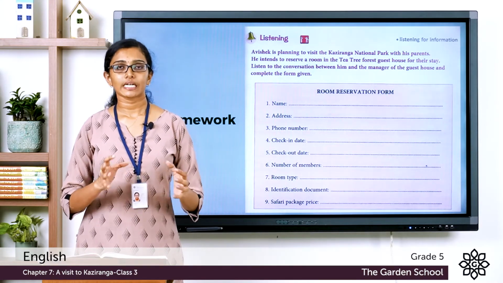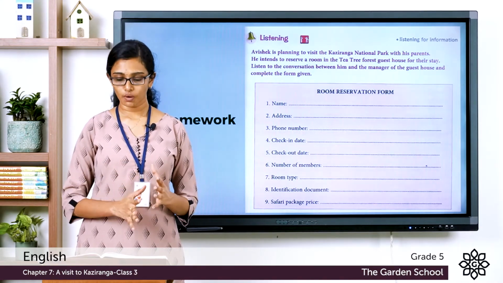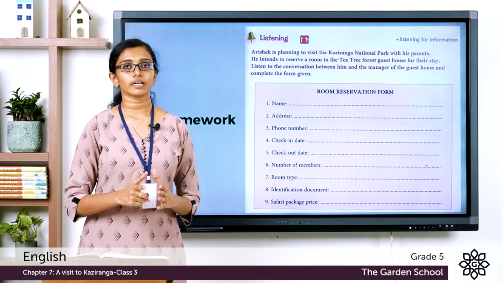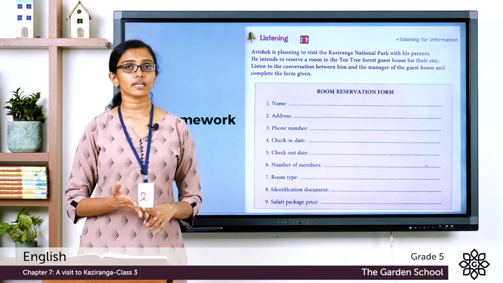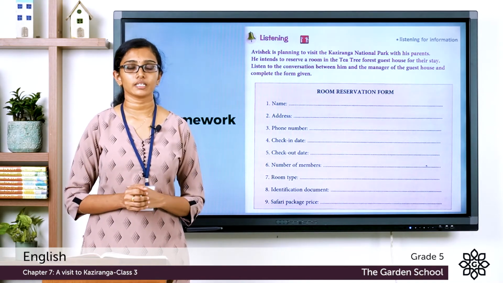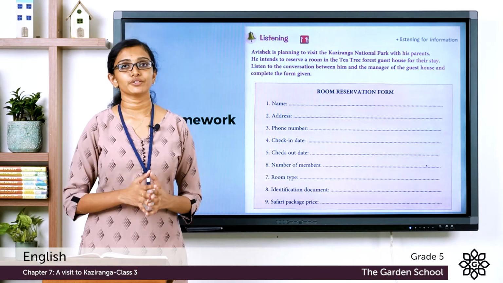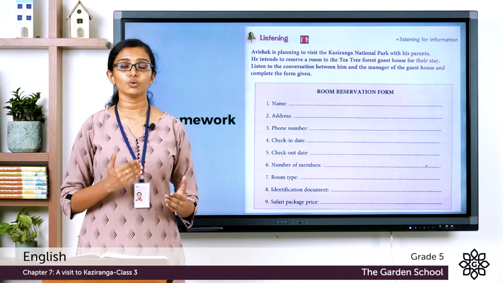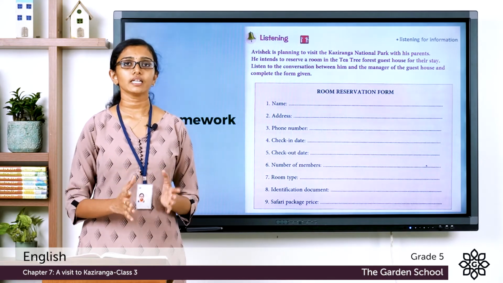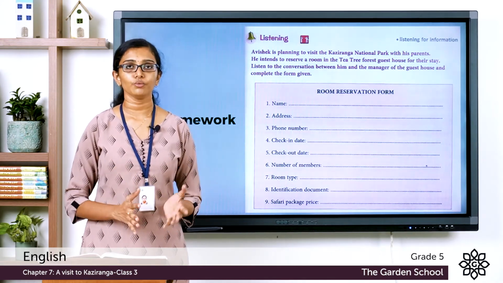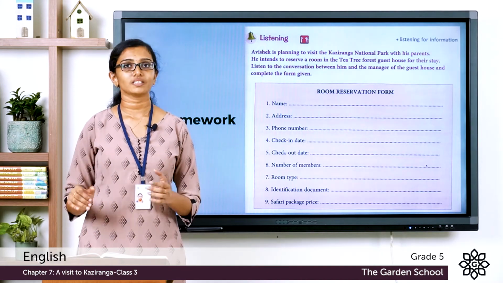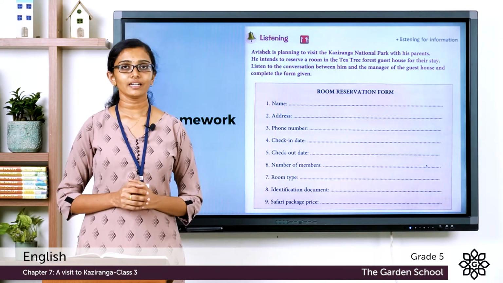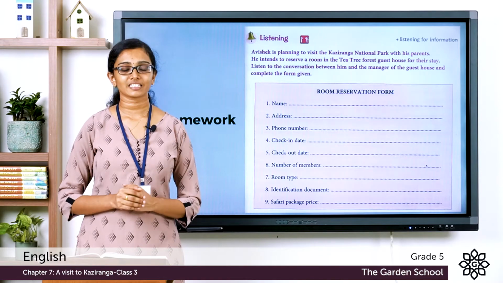This one you can do it in a different way. Imagine that you are Abhishek and you can choose someone else, maybe a friend or maybe your brother or sister, maybe you and your parent. Let the other person be the manager of the guest house that you are planning to stay. And you imagine yourself as Abhishek, then have a conversation between you two and then you fill in all the details here. Clear? Now let's move on to the next exercise.